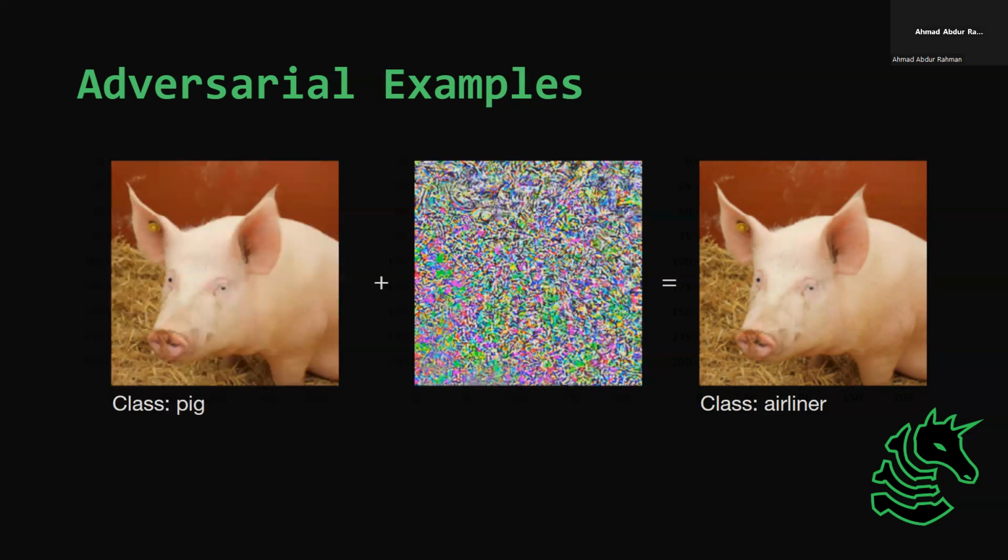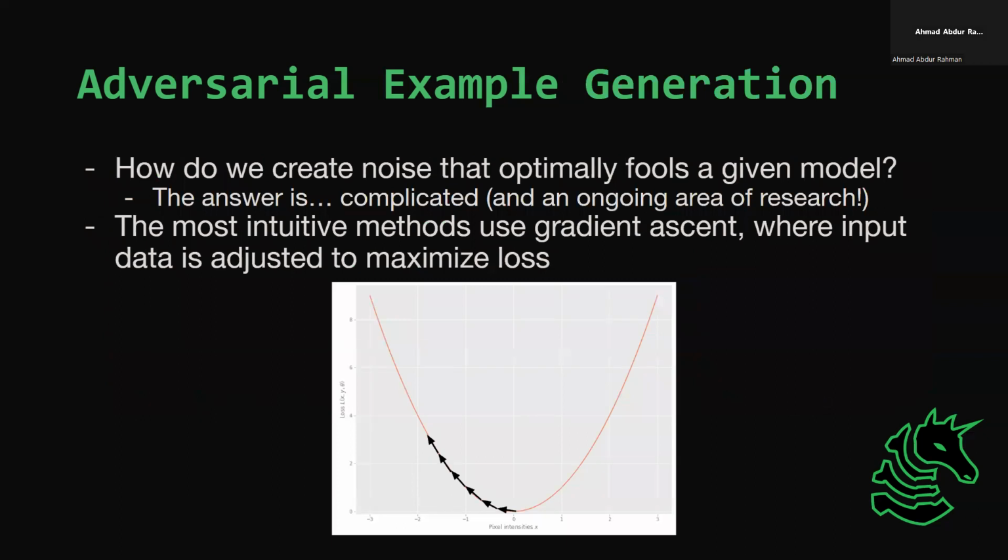But yeah, again, that airliner pig looks like a pig, right? To the human eye, that's not an airplane. It doesn't look like an airplane. But the noise that's been added to the image has been created in a way that maximizes a certain model's chance of failing. So how do we create that noise? This isn't just random noise that someone added. This is really specific noise that someone added to make a pig into an airplane.